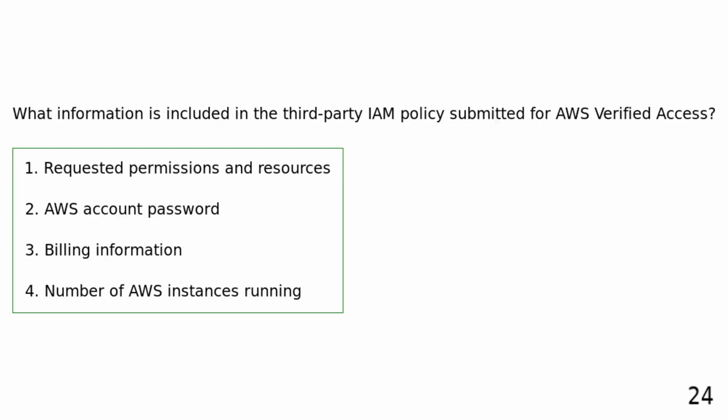What information is included in the third-party IAM policy submitted for AWS Verified Access? Requested permissions and resources. AWS account password. Billing information. Number of AWS instances running.